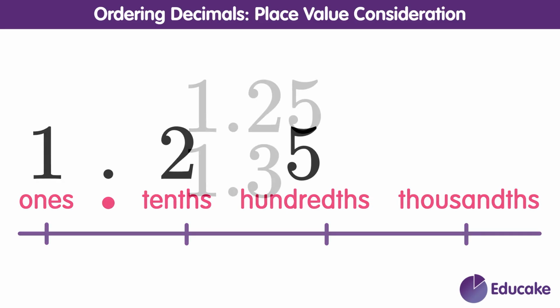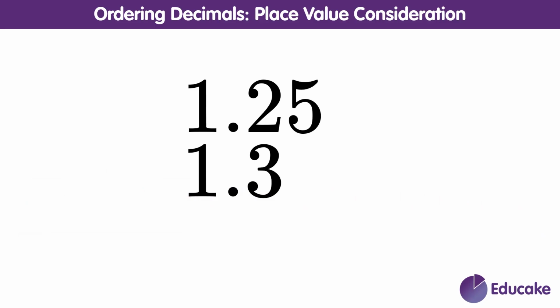So let's look at if you're comparing two numbers. Say we're comparing the number 1.25 and 1.3. So again, we use place value. We start on the left. So let's look at the first number, the units. And we can see in this case, both of these numbers have a 1 in the ones or units place. So we now move over to the tenths place.